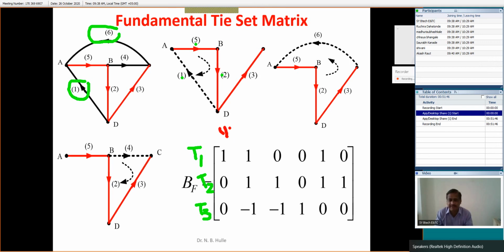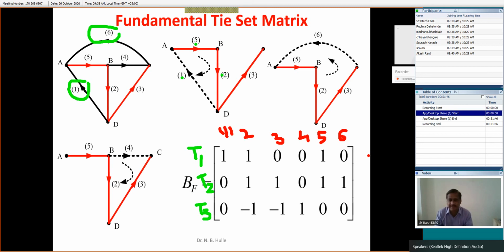We have the 6 branches. This is branch number 1. This is branch number 2. This is branch number 3. It is branch number 4. This is branch number 5. And finally, it is branch number 6. These are the 6 branches, 6 columns. Are you getting me?